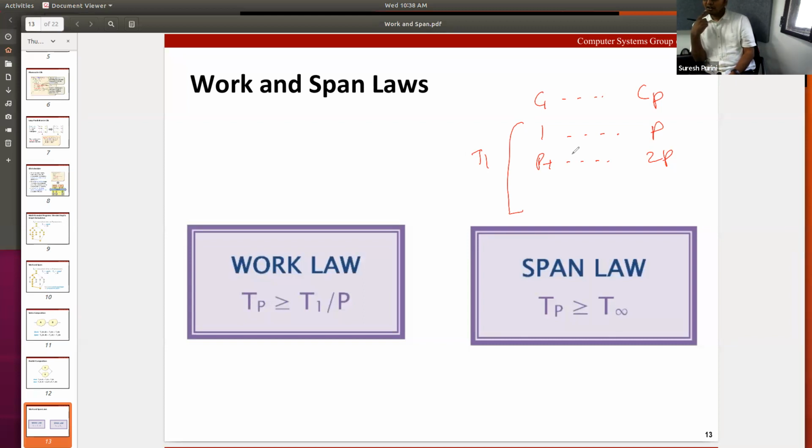And the span law is TP has to be greater than or equal to the critical path. This is what is called a span law. Are you with me here? These two are very simple things, but they are very important.